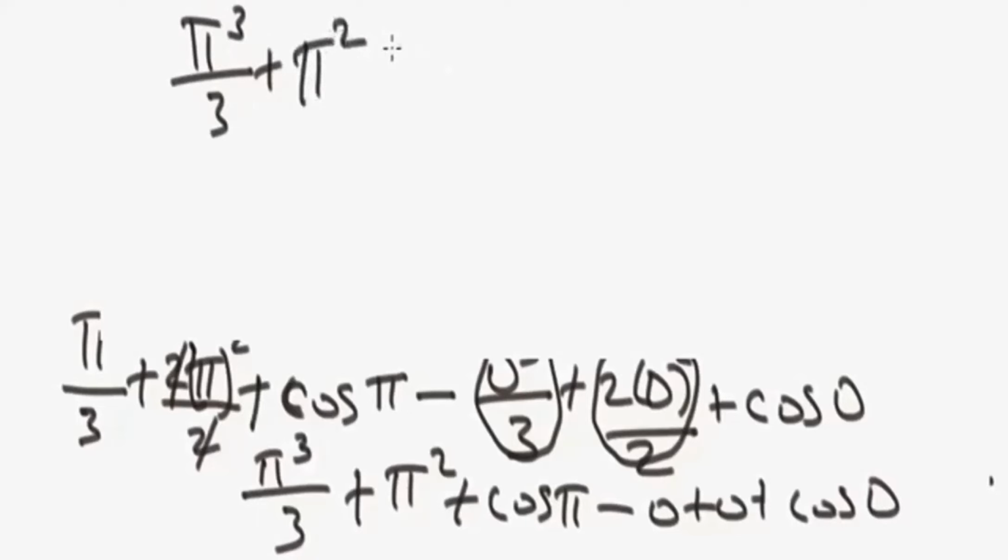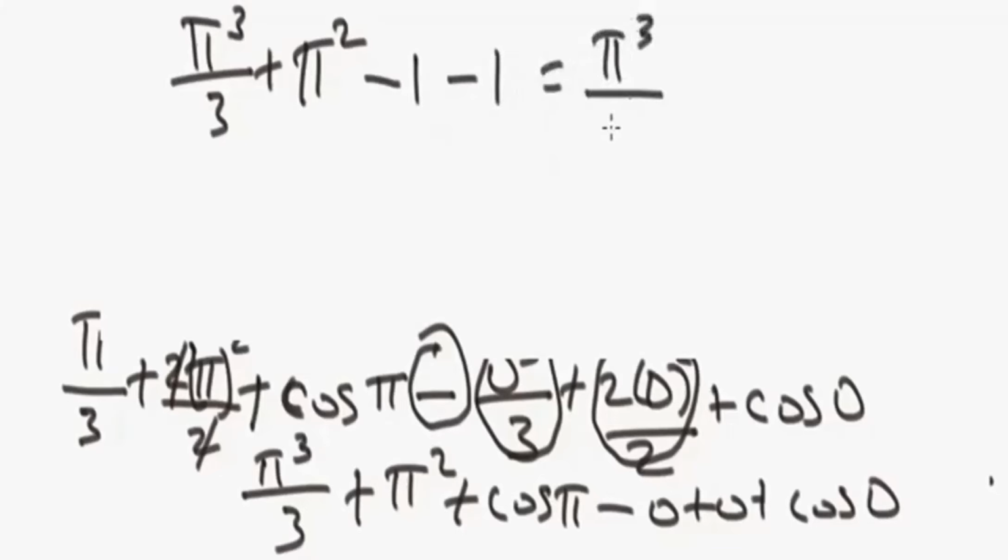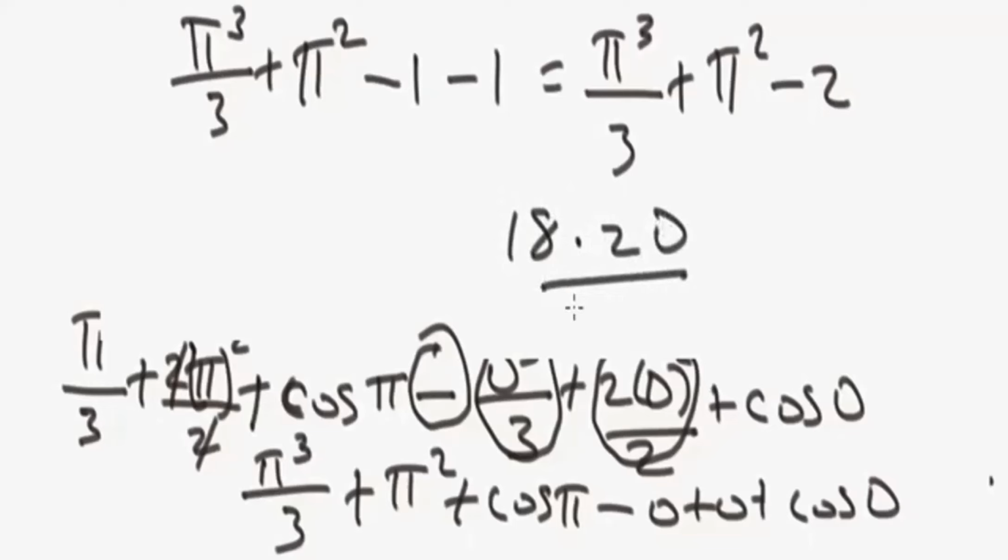When you punch cos pi into my calculator, cos pi gives us -1. Then for cos 0, because of the minus sign here, cos 0 gives me 1. When you simplify this, you're going to have pi to the power 3 over 3 plus pi squared, minus 1 minus 1 gives minus 2. Let me punch this into my calculator and get the final answer. When you punch it, you're going to have 18.20 as the final answer.